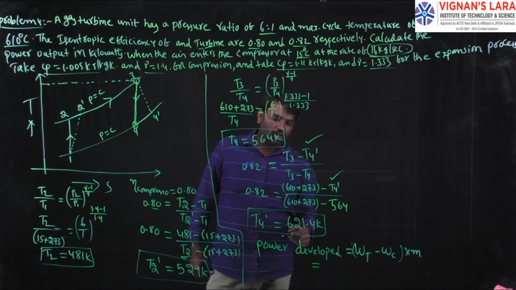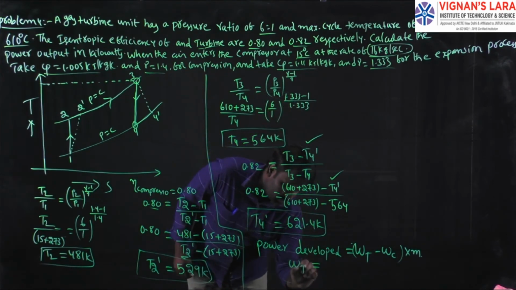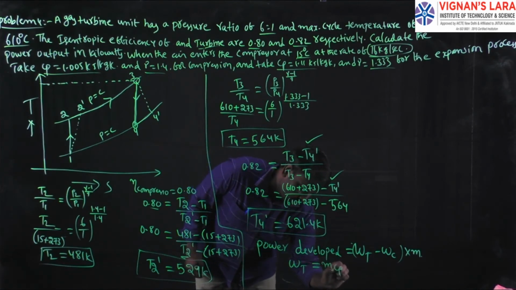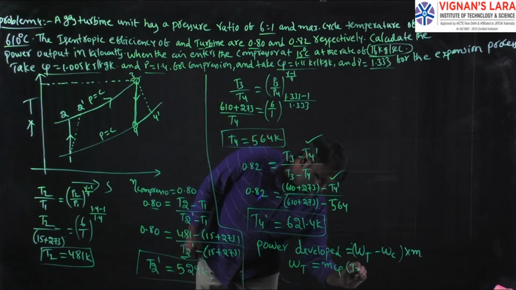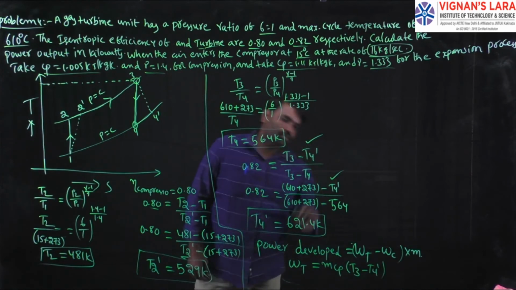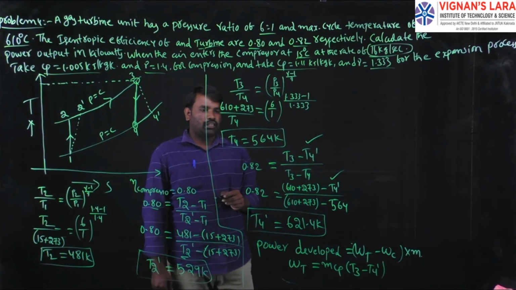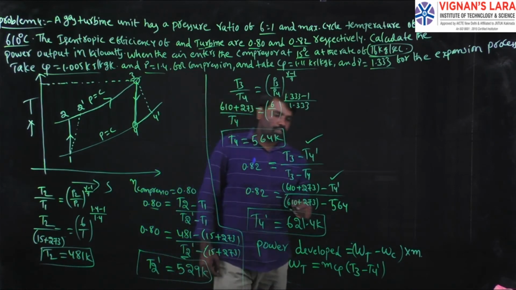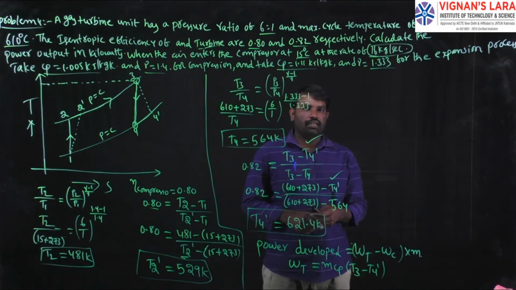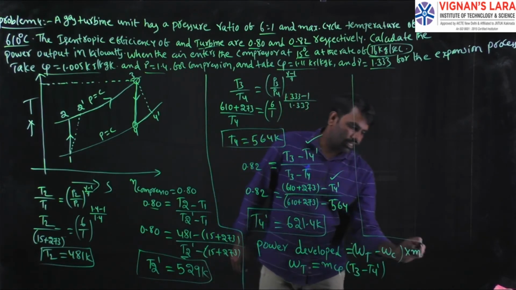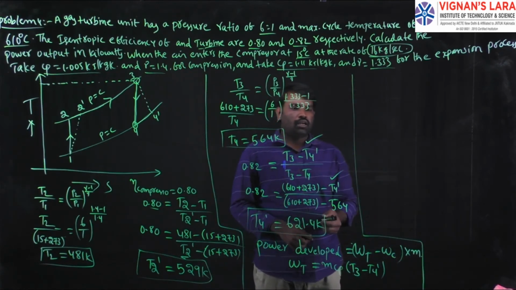How do we calculate the turbine work? Turbine work is equal to m Cp into the temperature difference in the turbine expansion, T3 minus T4 dash. In the previous problems, we calculated the turbine work with m Cp into T3 minus T4. In the present problem, we write T3 minus T4 dash. Why? Because this problem belongs to the actual case, whereas the previous problems belonged to the theoretical case, where we used the theoretical temperature rise during compression and theoretical temperature decrease during expansion.